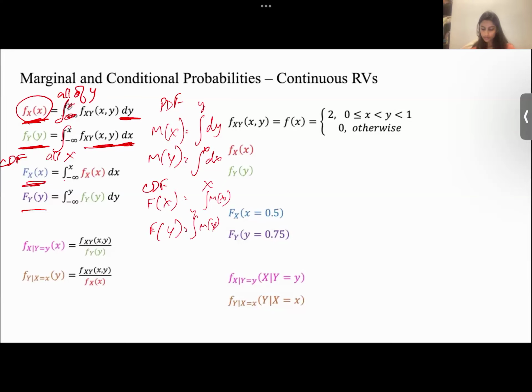And similarly, you have the conditional probability as well. It's basically your joint distribution divided by your marginal probability. So it's the exact same thing. So here's an example. You have the joint distribution function f of x, y, where the function is 2, and your given limits are 0 less than or equal to x less than y less than 1.